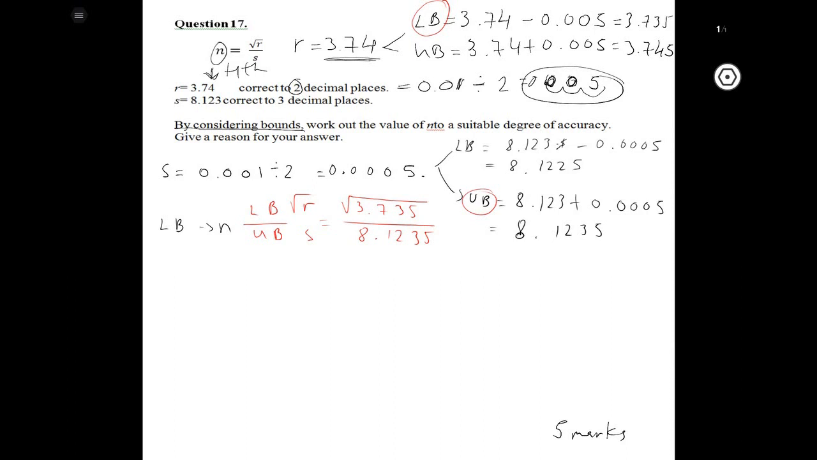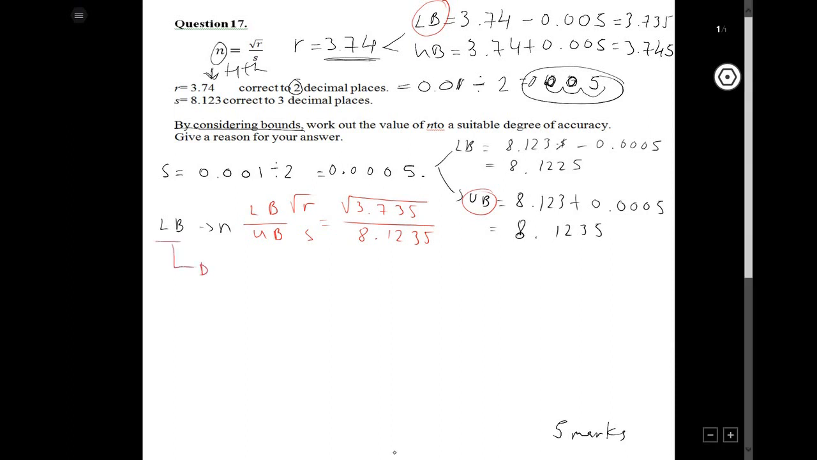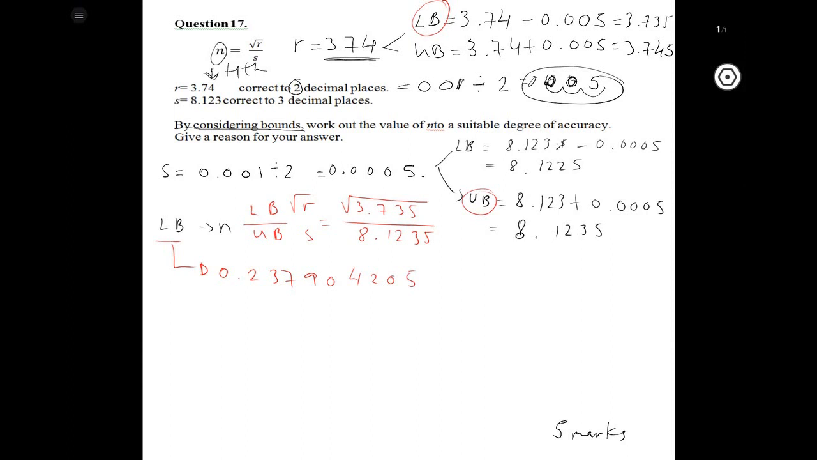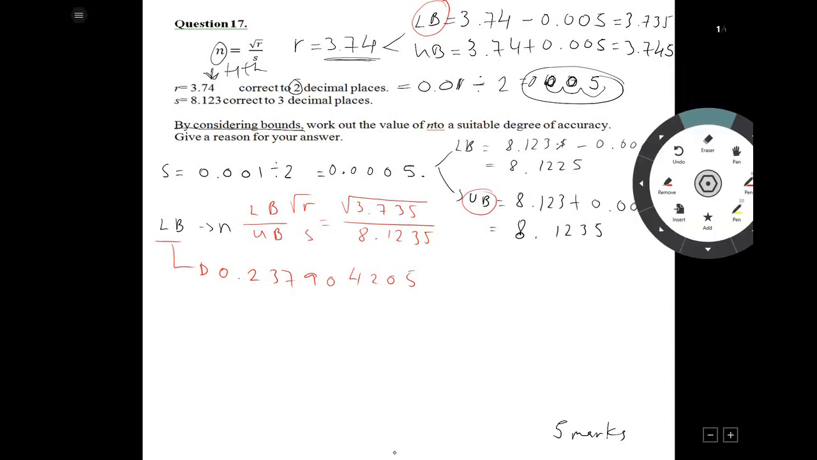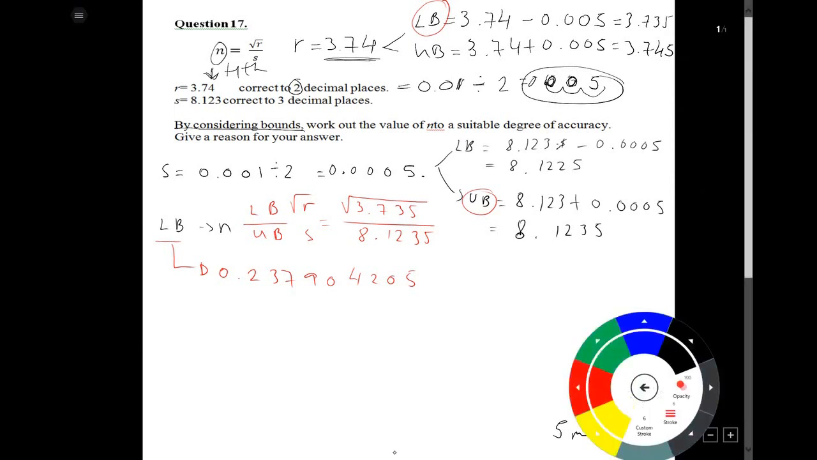Okay, fraction button, so I'm doing square root button, 3.735 divided by 8.1235, and the answer I get for the lower bound of n is 0.237904.205. I'm being a bit extra writing all this down. I wouldn't say it's really necessary, but I just want to make sure that my rounding is correct for the final answer. Okay, so let's have a look at our upper bound now.